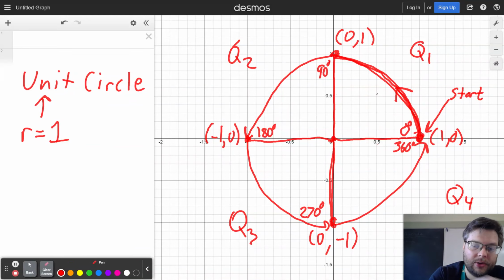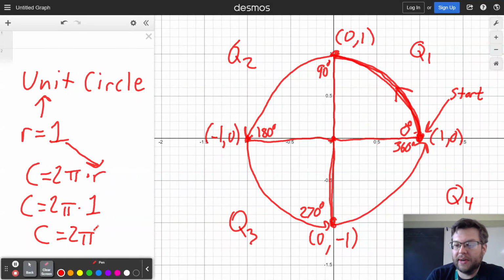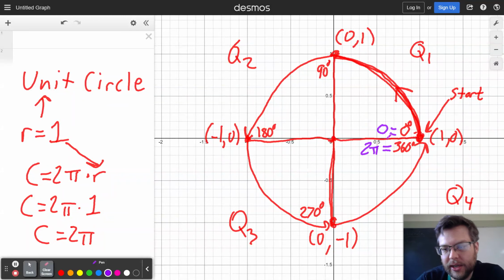Radians are another way of measuring the angle, and they're based on this idea that the circumference of a circle is 2 pi times its radius. And if we're talking about the unit circle, we know that our circumference is just 2 pi times a radius of 1. In other words, it takes 2 pi to go around the full circle. So what I'm going to do is write all my radians in terms of pi. 0 degrees is the same as 0 radians. And 360 degrees is the same as 2 pi radians.